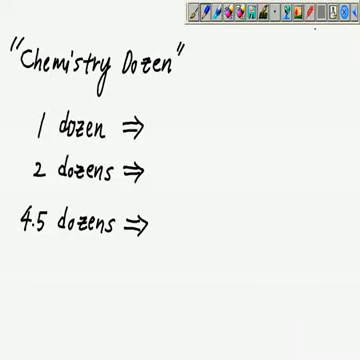Now, let's come to this part where we describe the dozen. Okay, so the title is Chemistry Dozen. In our study of chemistry, we would come across a system of calculation. But before we begin, we want to look at a few common sense examples in our lives.